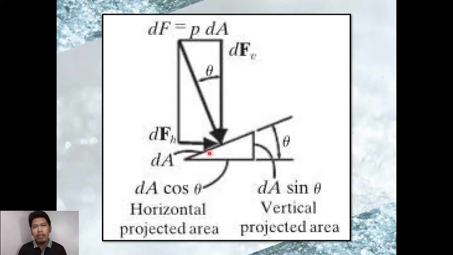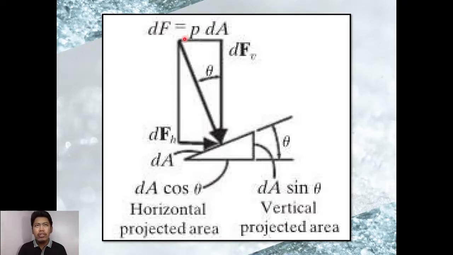If we do not incline it, or we make it at 180 degrees, or with respect to a certain axis, in this case let's call it the x-axis, it will be dA cosine theta, or what we call the horizontal projected area. Now, if we make it with respect to, let's say, the y-axis, or standing upright, it's dA sine theta. Okay? So, it also follows the same thing when it comes to our forces.